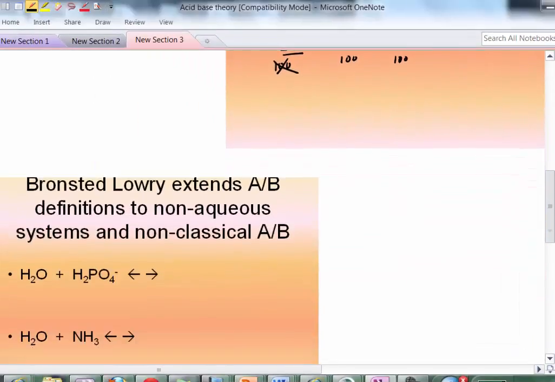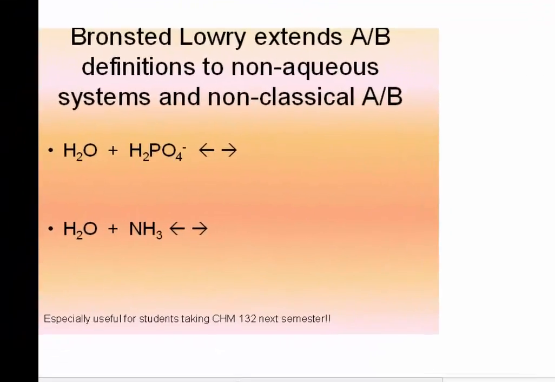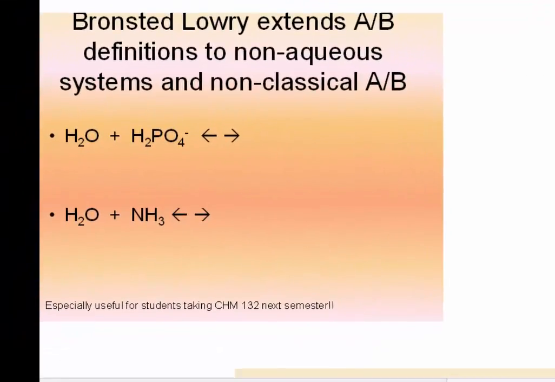Now, Bronsted Lowry is able to extend our definition of acids and bases. And when we look at two substances reacting, we're going to look at which way the hydrogen's moving. And I'm actually going to write these reactions two different ways, and designate which one of these is going to be the acid. The acid is the one that is donating the hydrogen ion. The base is the one that's accepting it.